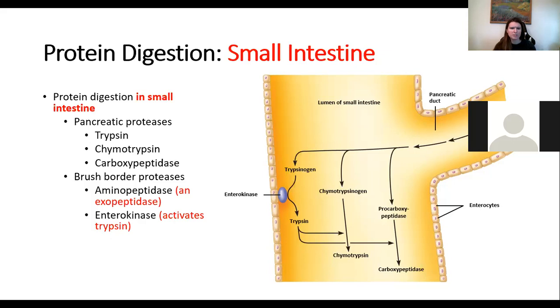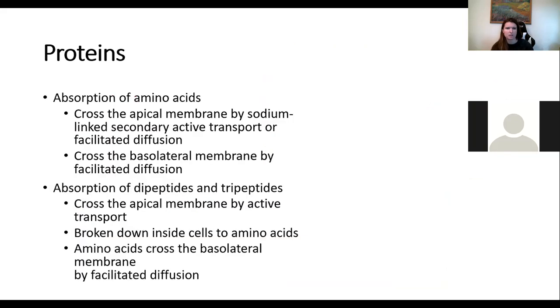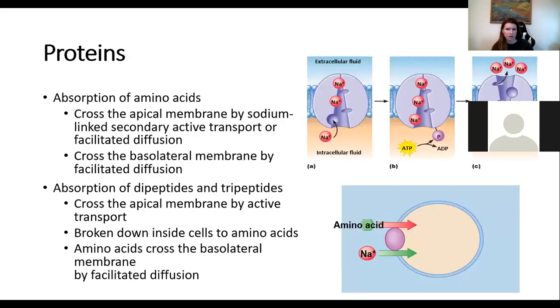And once they're activated, they can finish breaking down proteins either into really small chains or into amino acids, which can then get absorbed across the membrane, pretty much the same way glucose does. So they get absorbed usually using sodium or some other type of transport across. Regardless of what size the protein is when it gets absorbed into the cell, it gets broken down into amino acids before it gets put into the plasma.